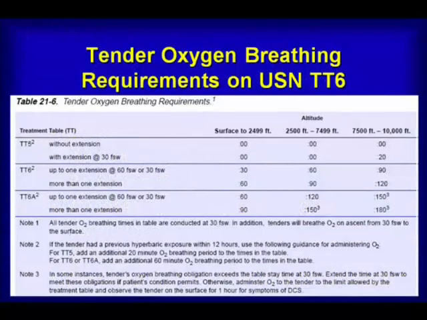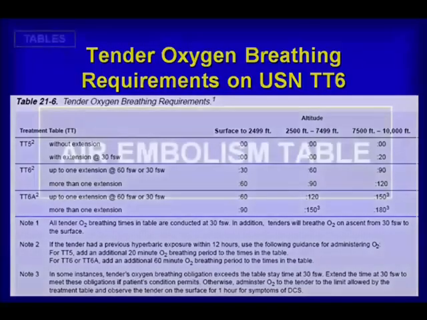This is one of the tables from the US Navy manual that shows how the tender oxygen decompression requirements may be determined based on the altitude at which recompression is provided, with or without additional extensions. It indicates how many minutes the attendant needs to breathe oxygen once the chamber is decompressed to a pressure of 9 meters or 1.9 atmospheres. Attendants are not to breathe oxygen at 2.8 atmospheres due to the increased risk of oxygen toxicity, especially if they are busy tending a patient.